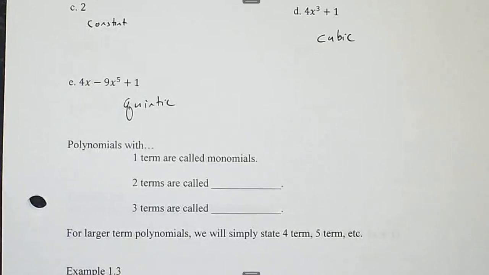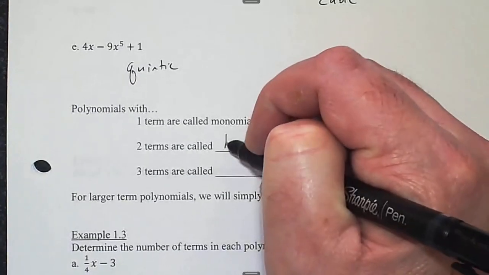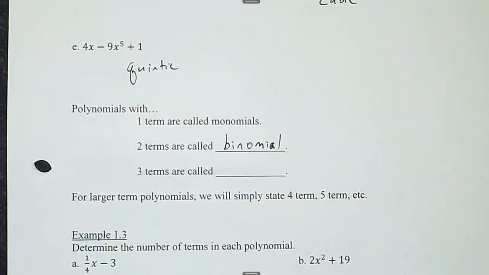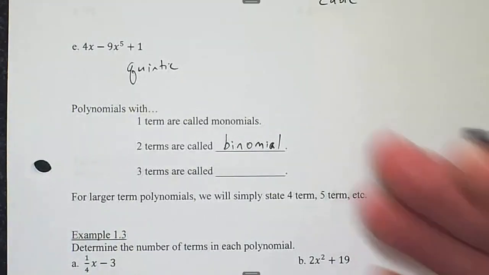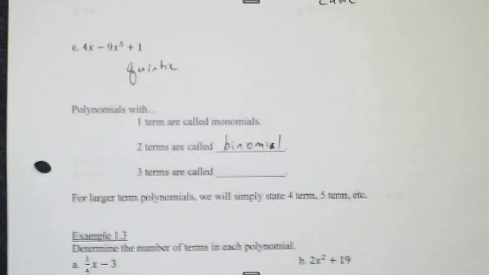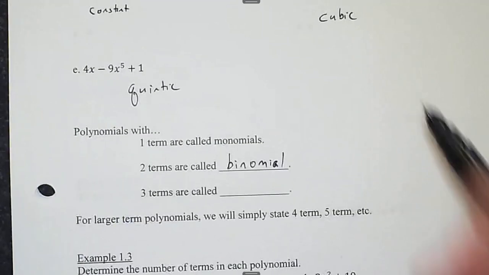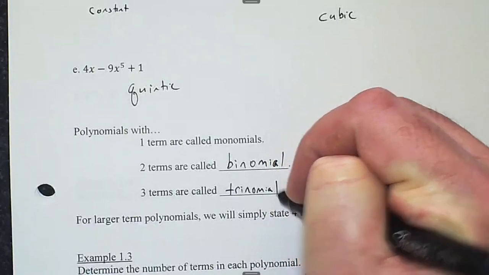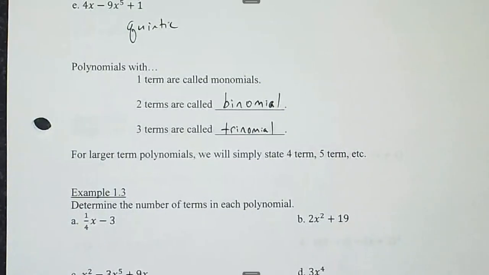Polynomials also have special names based on their number of terms. We have monomials, which we've already discussed. 2 terms are called a binomial. Bi, like a bicycle, meaning 2. This is also how the mathematician goes on a diet. They binomial. Yep. All right. 3 terms are called a trinomial, like a tricycle has 3 wheels. Trinomial. For larger term polynomials, we'll stop trying to come up with fancy words, and we'll just say 4-term, 5-term, etc.